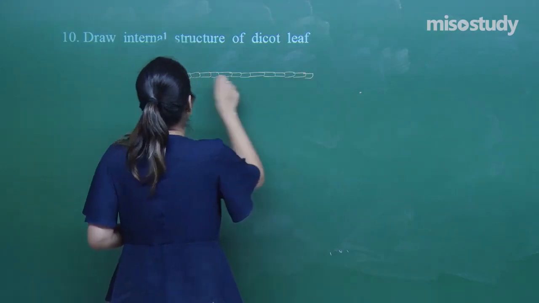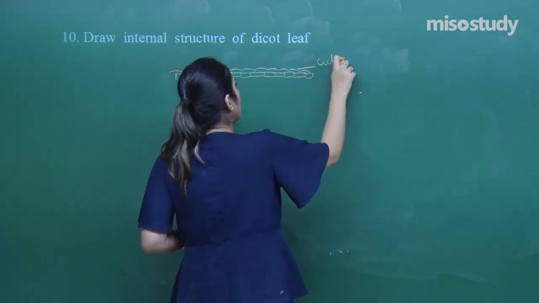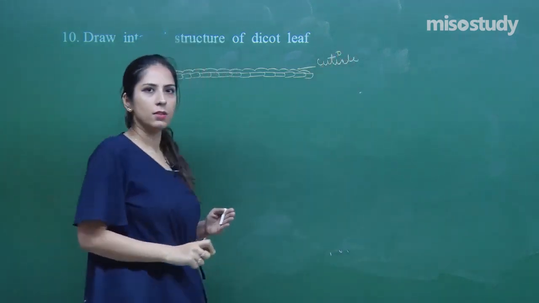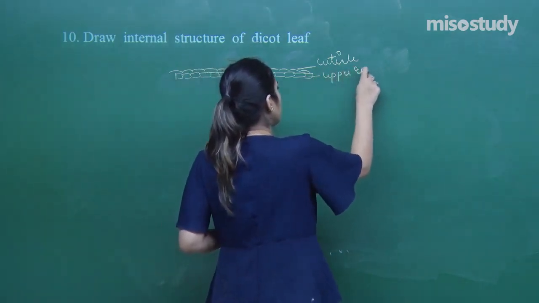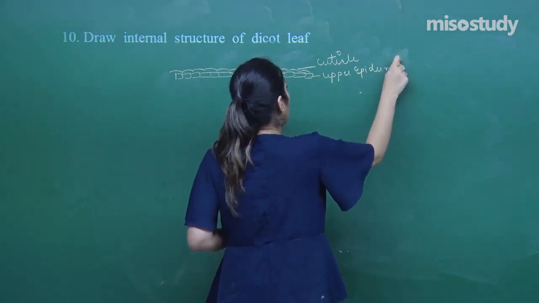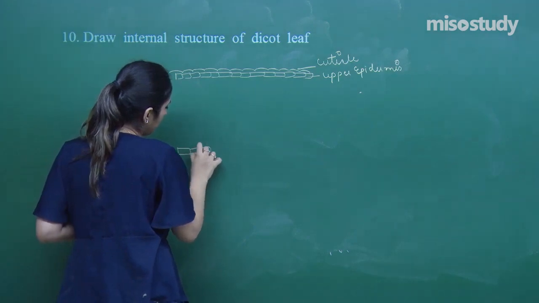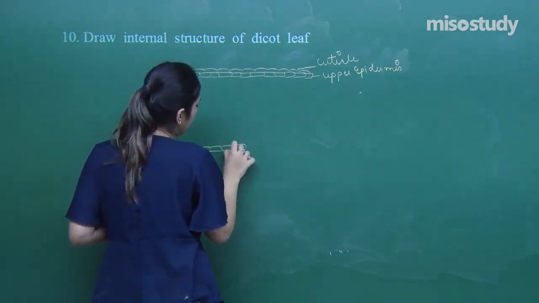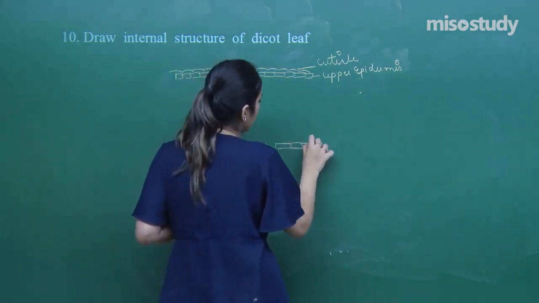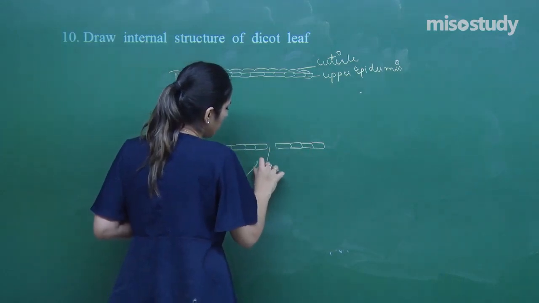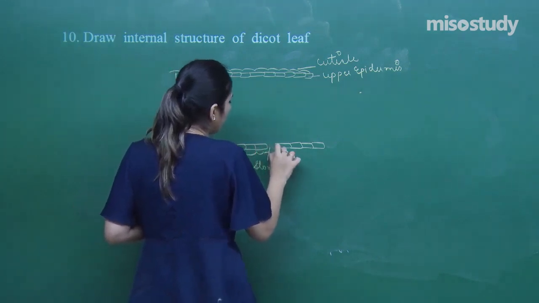You can see above which the cuticle is present. This is a cuticle. This is called the upper epidermis. Whereas towards the lower side also, an epidermis layer is present, and you know stomata is present. This is called a stoma. They also have a cuticle present.